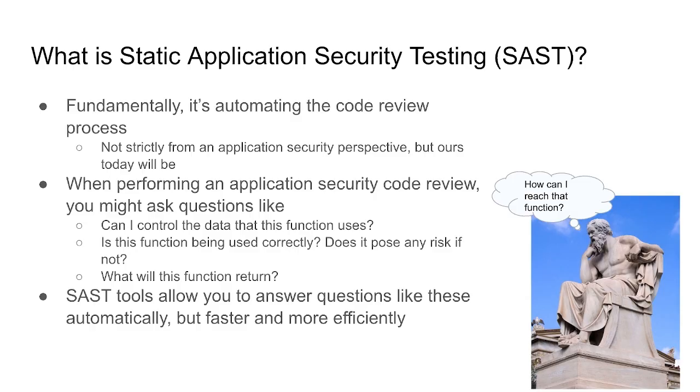When you're an AppSec engineer and you're looking at code, you're often asking questions like: is this function being used correctly? What's the impact of it being used incorrectly? Do I control the input that this function receives? These questions can sometimes be relatively simple, simple enough that automated software can ask and answer them for you. Not only can it do this faster, but a lot more efficiently. In the time it takes you to find where this function is being called, SAST will have already found it and tracked down all the inputs that it takes.